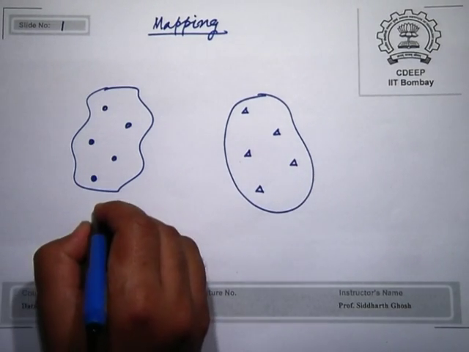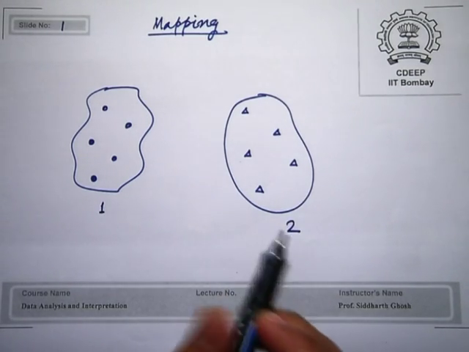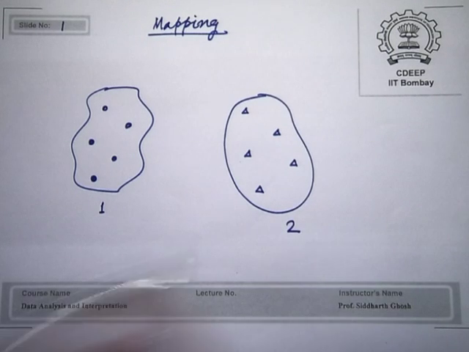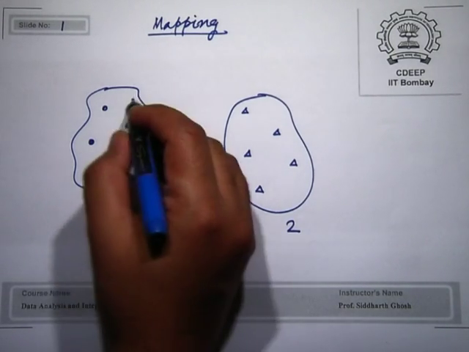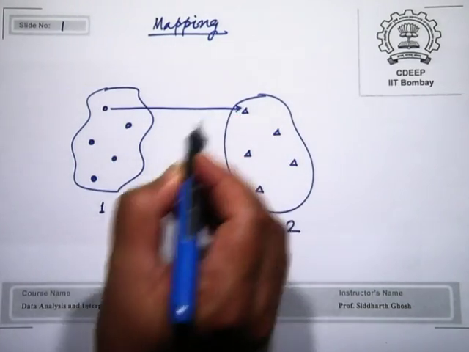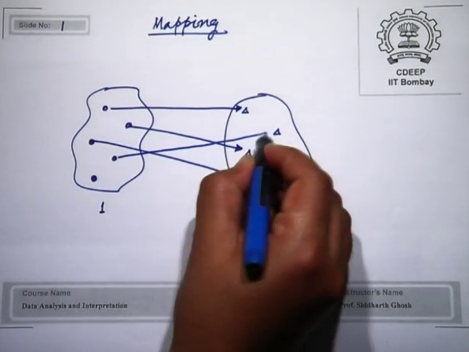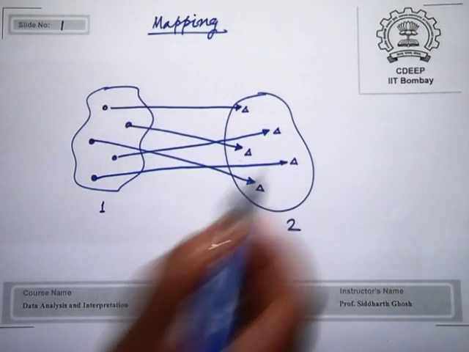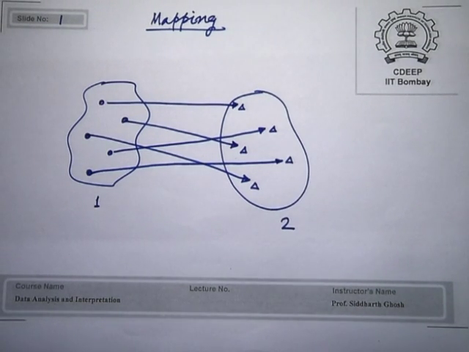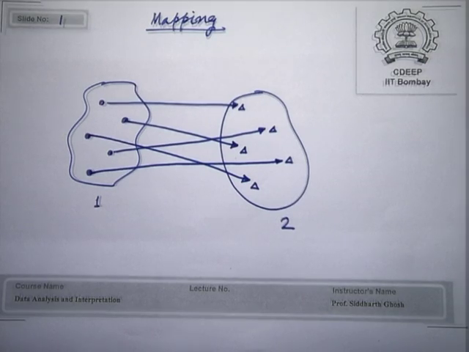So, this is set 1, this is set 2. From set 1 to set 2, we can have a 1-to-1 mapping. That means each item in set 1 will have a corresponding item in the other set. These arrows represent what we call mapping. It is a part of transformation geometry. Are you familiar with transformation geometry? Again, raise your hands. Yes, okay. So, mapping gives a kind of 1-to-1 correspondence, not in both directions, but usually in one direction.